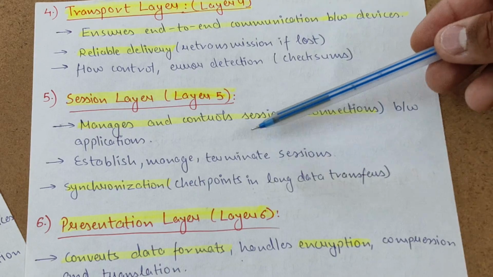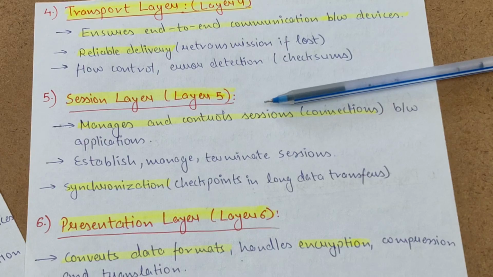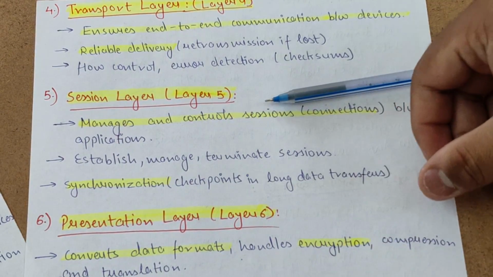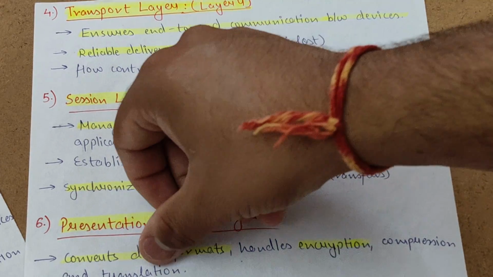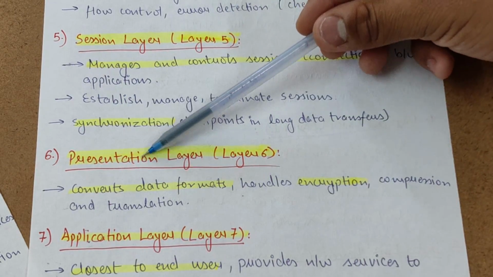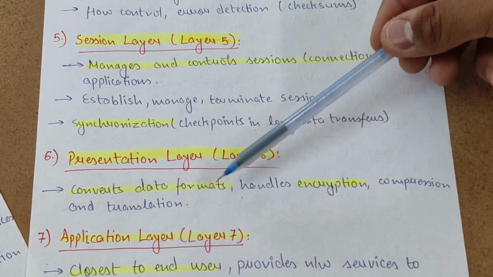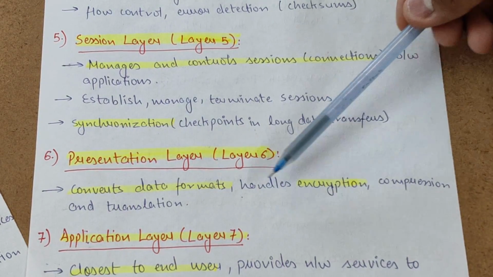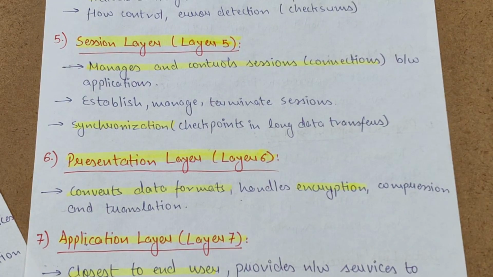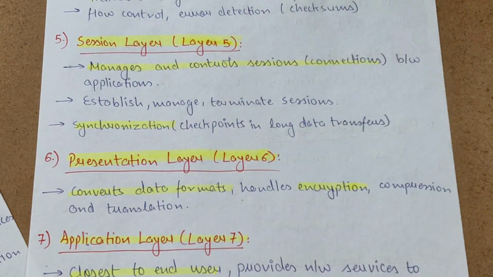After this, I'll teach you about the presentation layer. What does the presentation layer do? It converts data formats and handles encryption, compression, and translation of the data. That is, it converts data formats into different types of formats and handles encryption of the data, and it compresses the data and also translates the data. This is what the presentation layer does.